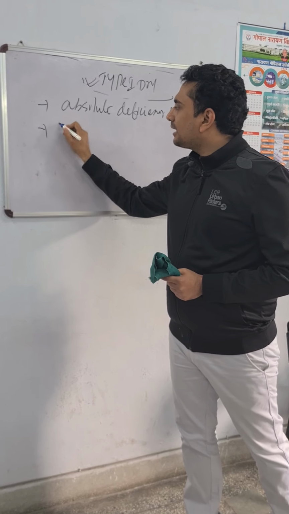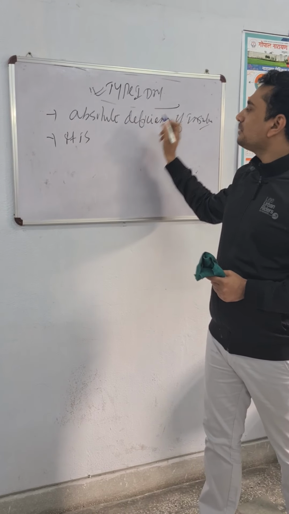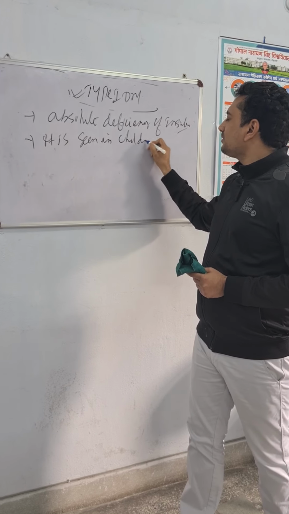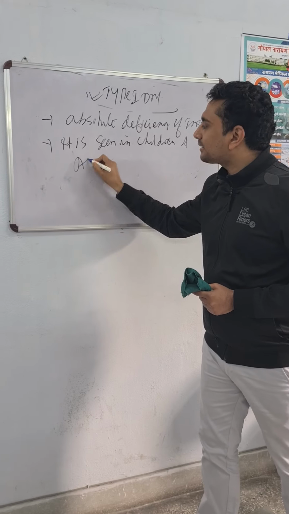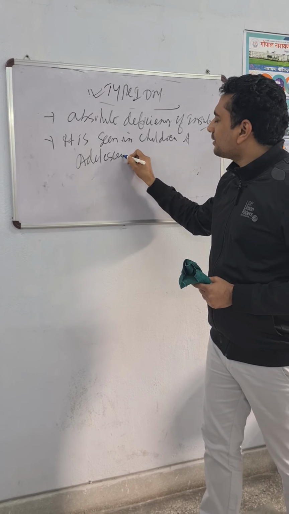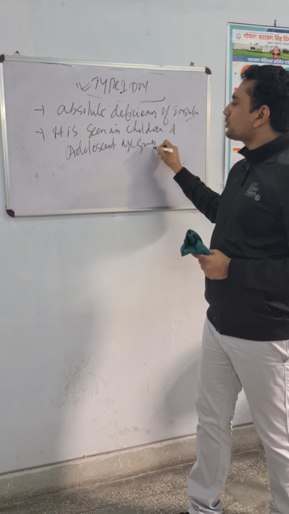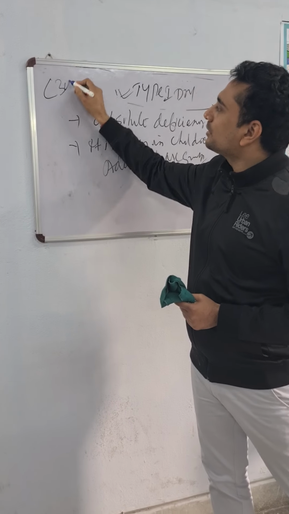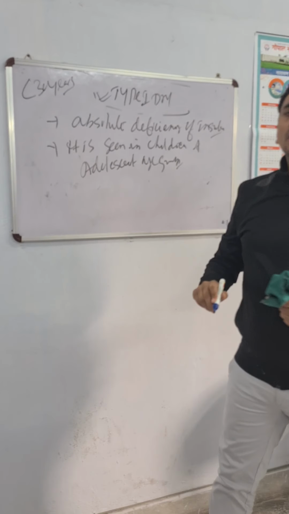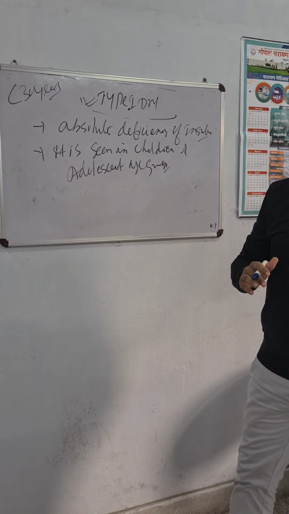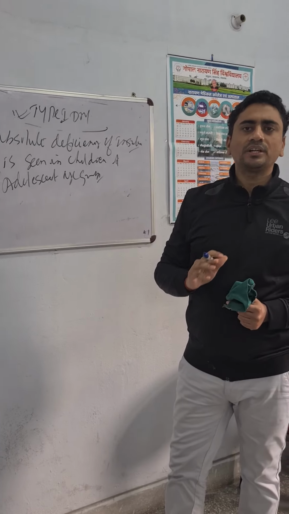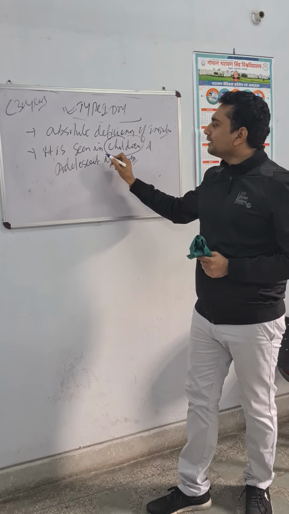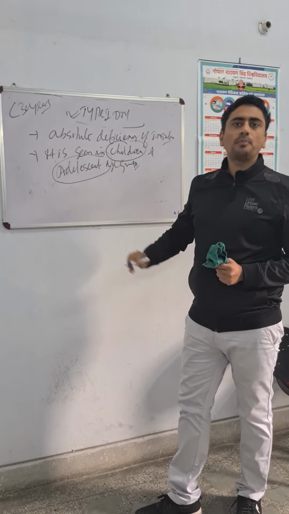Type 1 diabetes mellitus is generally seen in children and the adolescent age group. Most patients of type 1 diabetes are below 30 years of age. It has been seen that almost 75% of patients who develop diabetes are below 30 years of age, and it is mostly seen in the children and adolescent population.